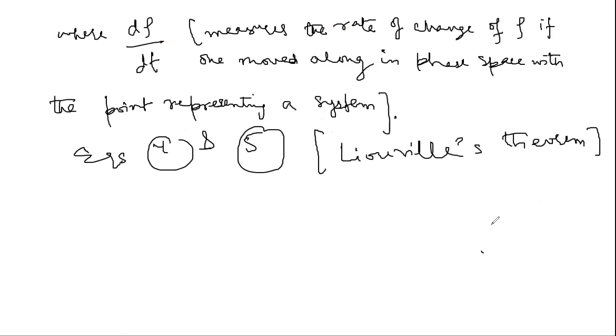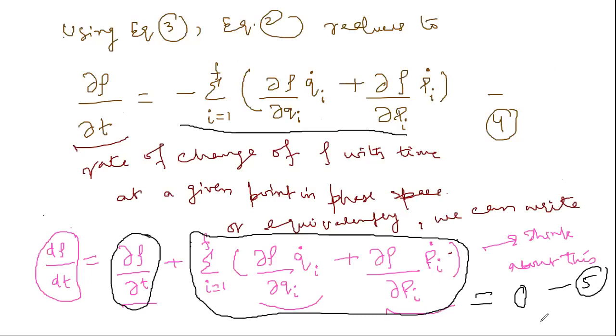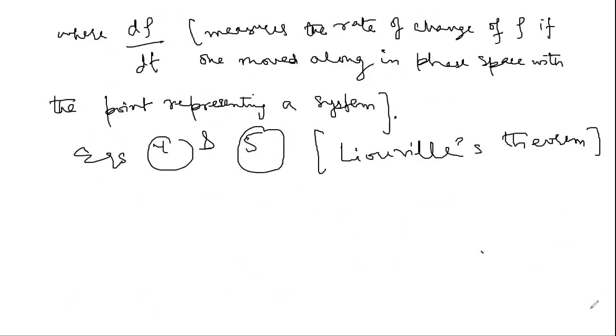What's the difference between the two? Both are Liouville's theorem. The difference is only one thing. In equation 4, you are finding the rate of change of rho with time at a given point in phase space. Your point in phase space is fixed. In 5, you are expressing this rate of change of rho with time, but you are not fixing the point. You are moving along with the point representing a system in the ensemble of systems, right? So this equation 5 says this rho is conserved in time. Its total derivative is zero.